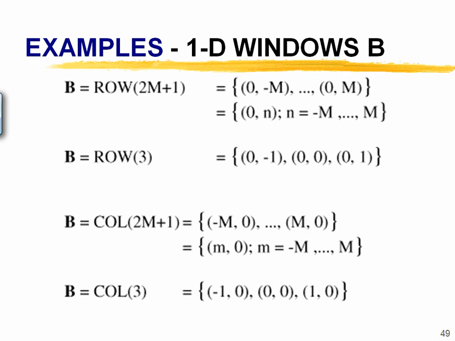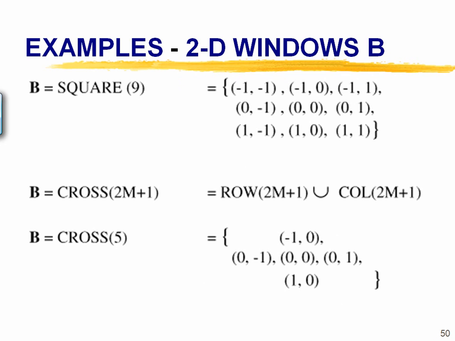Makes sense? Okay. Similarly, I can define two-dimensional windows. You have a square, a cross of different sides. Now, the other thing is when you define two-dimensional windows, especially a cross, which basically looks like that, I can actually define the cross as a union of two one-dimensional windows. Okay. So a row union with a column would give me the same result.